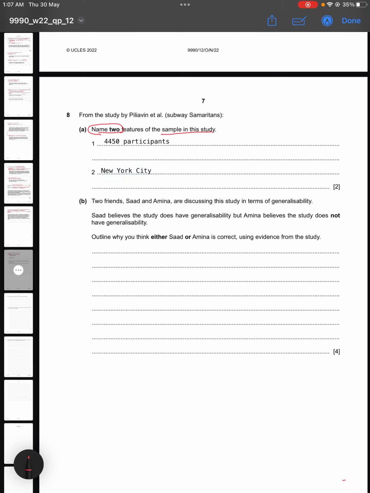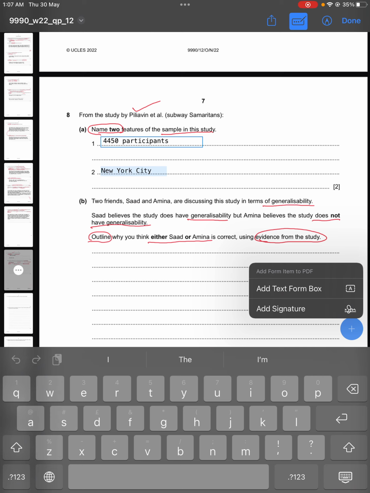The next question says, 2 friends, Saad and Amina, are discussing the study in terms of generalizability. Saad believes the study does have generalizability, but Amina believes the study does not have generalizability. Outline why you think either Saad or Amina is correct using evidence from the study by Piliavin. So you need to write 2 points for each, Saad and Amina.